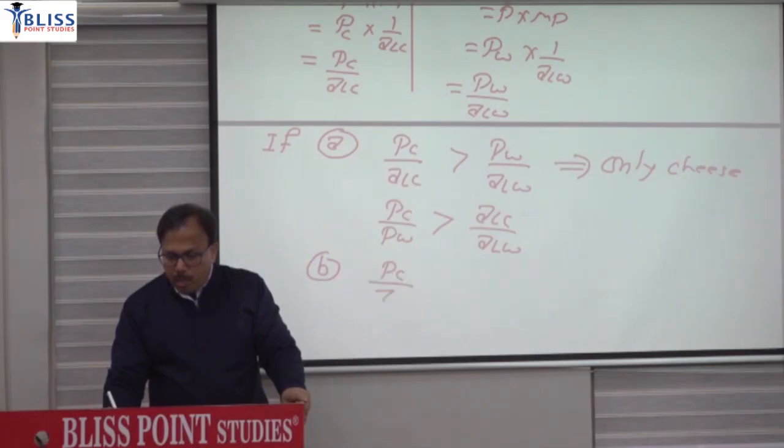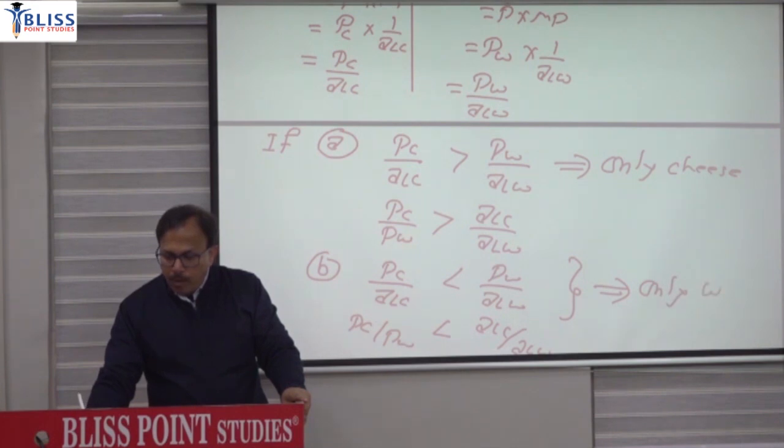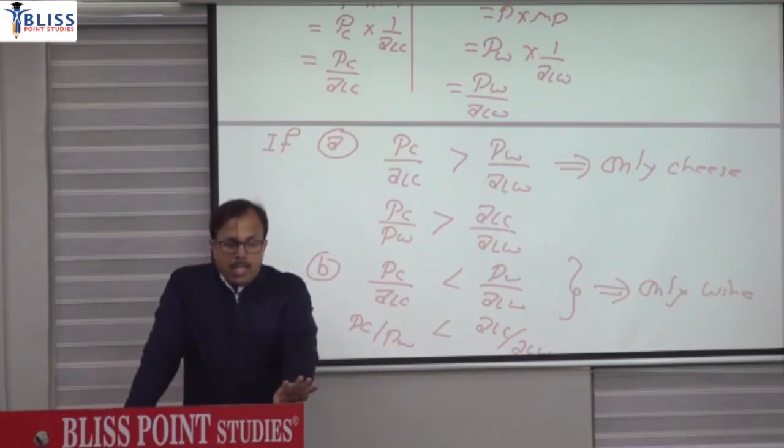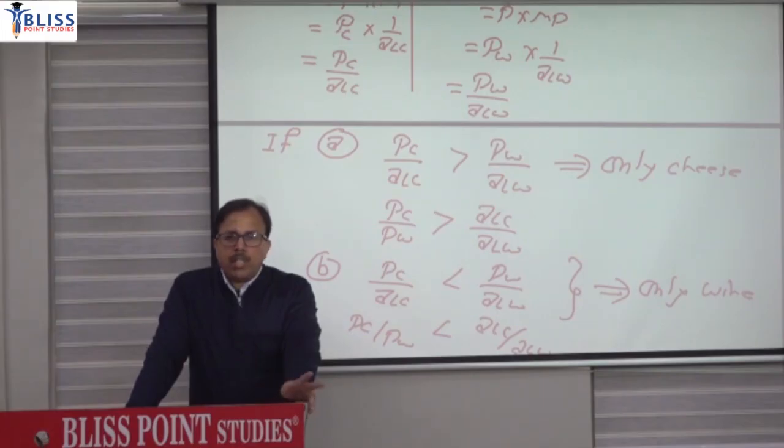Alternate could be PC upon ALC is less than PW by ALW, which could be written as PC by PW less than ALC upon ALW. In that case, country will produce only wine. Clear? Only wine. Remember, country can specialize in only cheese or only wine if they are trading. If one country is trading with the other country, then what can the home country do? Home country can produce only cheese, export the surplus cheese, and in exchange get the wine.